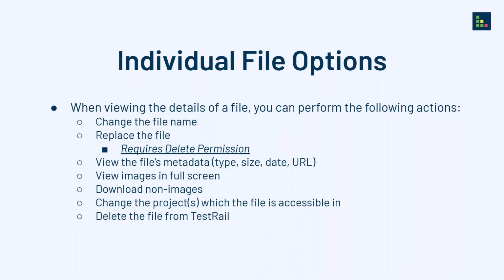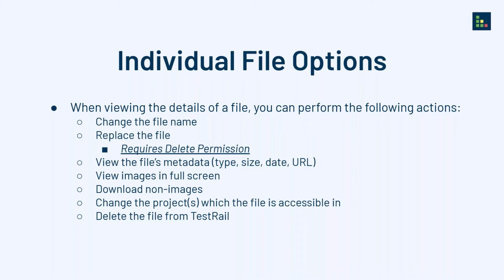We've also provided some metadata information: the file type, the size, the date it was uploaded, and the URL to that item inside of TestRail. For images, we've added a full screen option to expand the image to its original size. You can download non-images, so text files, log files, reports, etc. And you can also change the projects which the file is used in.